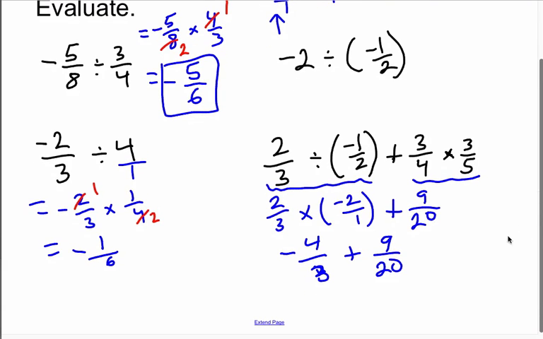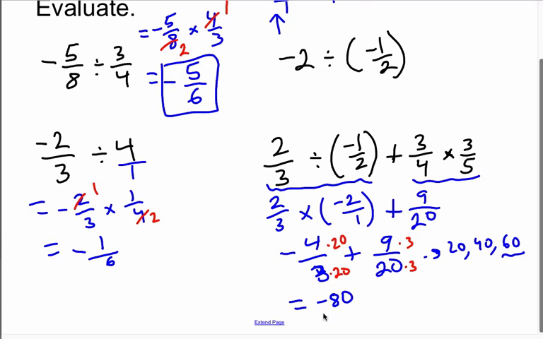We need a common denominator. 20 doesn't work. 40 doesn't work. It needs to be 60. If I look at the multiples of 20, we've got 20, 40, 60. 60 is the first one that's also divisible by 3. So we'll have to make the common denominator 60. I'm going to multiply this one by 20 to make 60, and multiply this one by 3 to make 60.